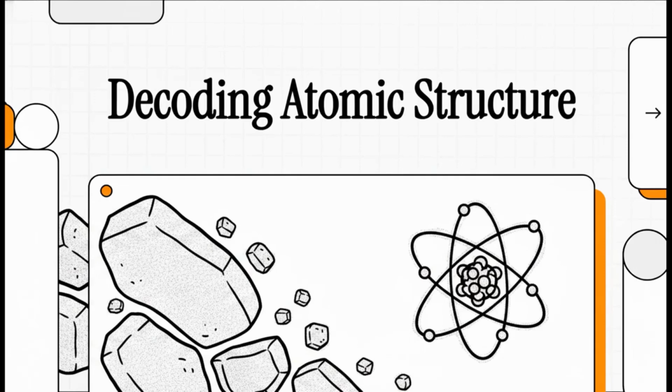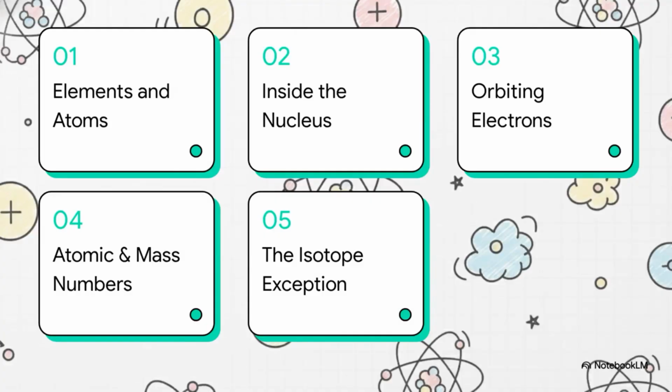Today, we're taking a pretty wild macro to micro journey, zooming from the fundamental building blocks of matter all the way down into the incredibly tiny, perfectly balanced world of atomic structure. If you've ever wondered how the universe actually organizes itself on a microscopic level, you are definitely in the right place. So here's our roadmap for today. We'll kick things off with elements and atoms, head inside the nucleus, check out orbiting electrons, decode atomic and mass numbers, and then wrap it all up with a really fun plot twist, the isotope exception. Let's get right into it.